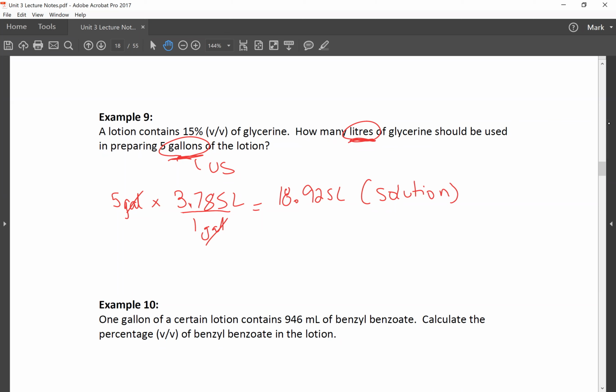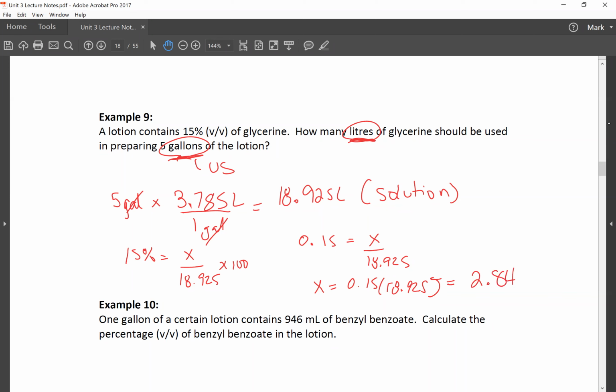So now 15% equals X over 18.925 times 100. So 0.15 is X over 18.925. X would be these guys multiplied together. Sorry for my writing there. Wow, that's messy. I think I'm trying to write too quick. 18.925, and I would get 2.84 liters, we'll say. You could say 2.8 liters.